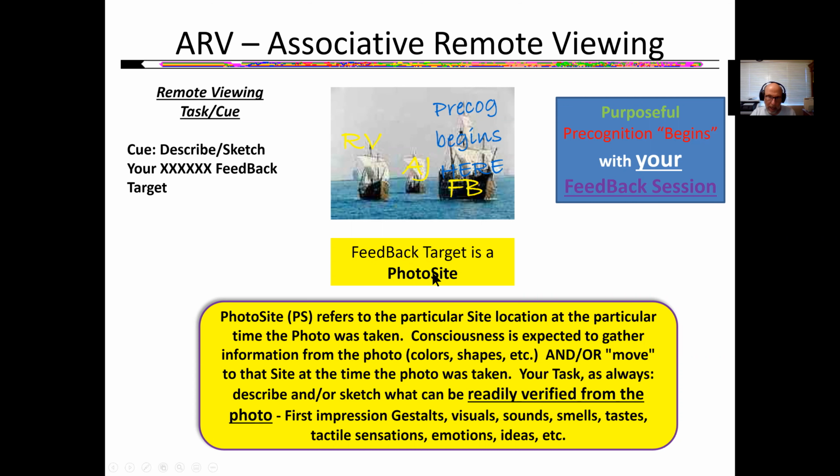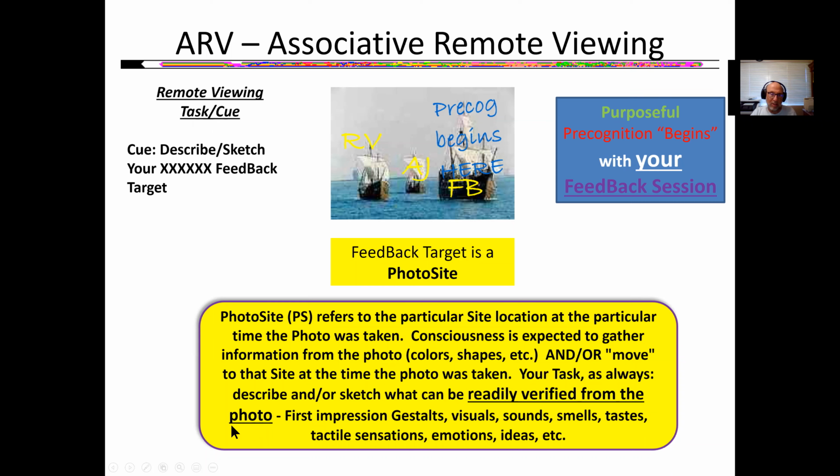as a photo site. A photo site is a particular physical site location at the particular time the photo was taken. So consciousness is expected to gather information from the photo directly. It can get colors, shapes, things you can get just by looking at a two-dimensional photo, and or move to that particular site at the time the photo was taken. And then your task is to describe or sketch what can be readily verified from the photo.